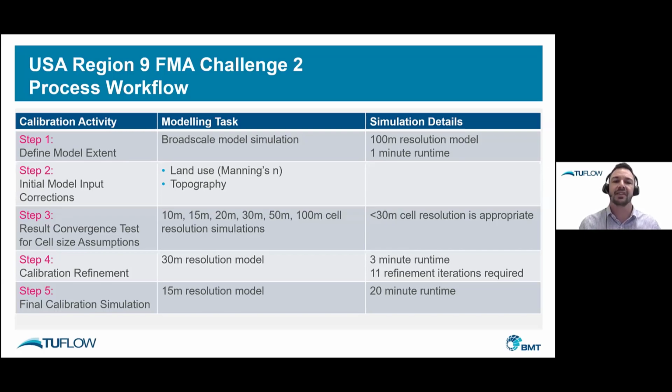I then did my cell size convergence testing, and it turned out the 30 meter resolution was appropriate. Then I did further iterations. There were 11 in total to fine tune the model. And then finally, once I'd done the 30 meter resolution, I actually dropped it back down to a fine resolution just to get a really nice looking result. The accuracy didn't change, but the results did look more resolved, I guess.